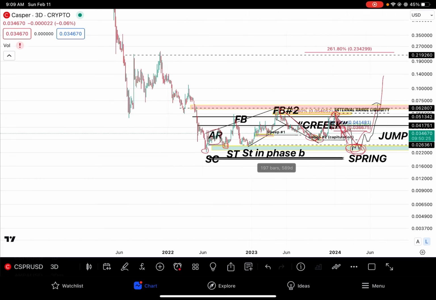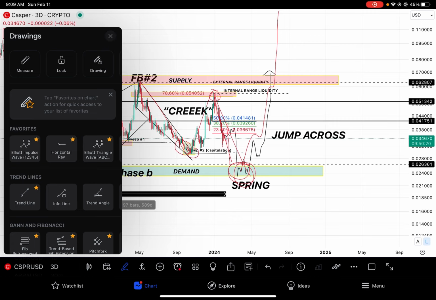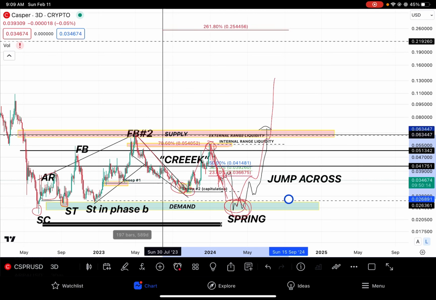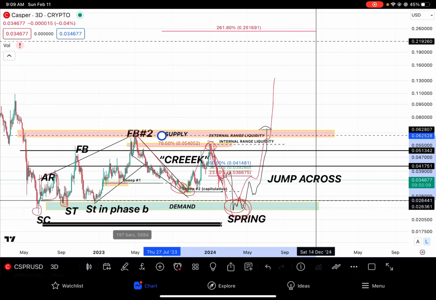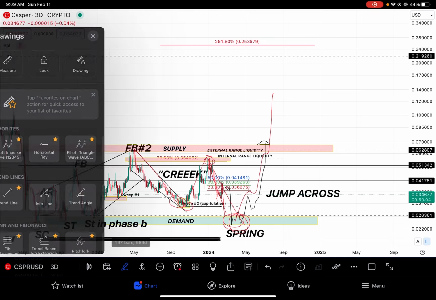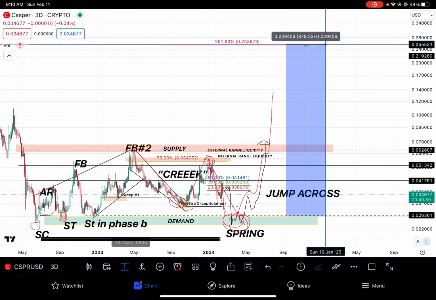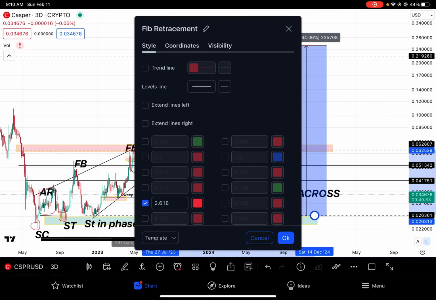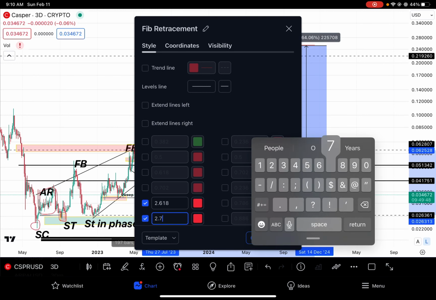When we take a look at some of the targets over here, what we can do is just take a simple fib. Take a simple fib from this high down to the expected low. Let's just say it comes down to this demand zone over here. 2.618 is at 25 cents, which would be about an 8 to 10x. Okay, so hope you guys enjoyed the video. It should go higher than that, but this is just a conservative target.